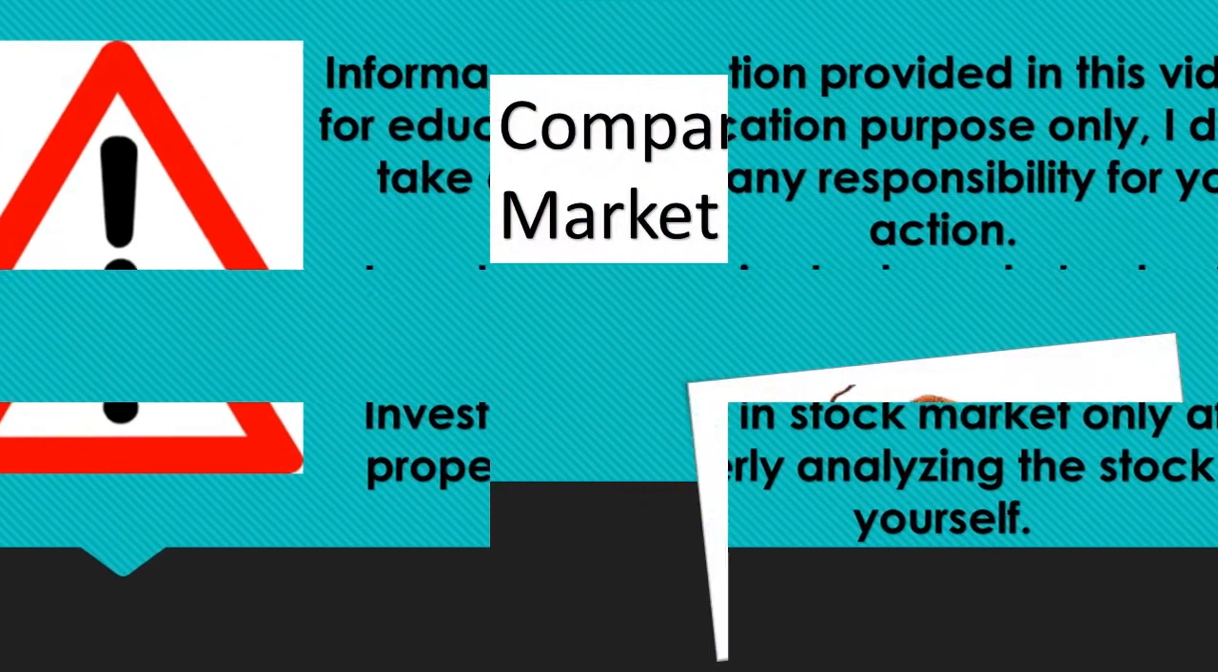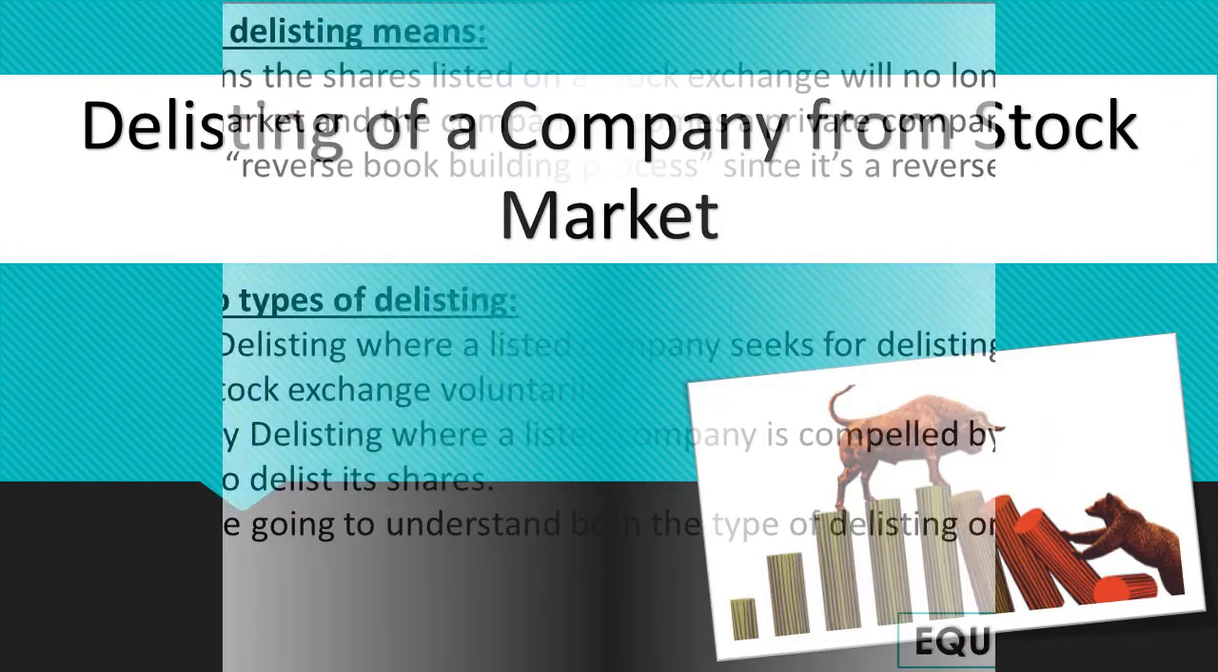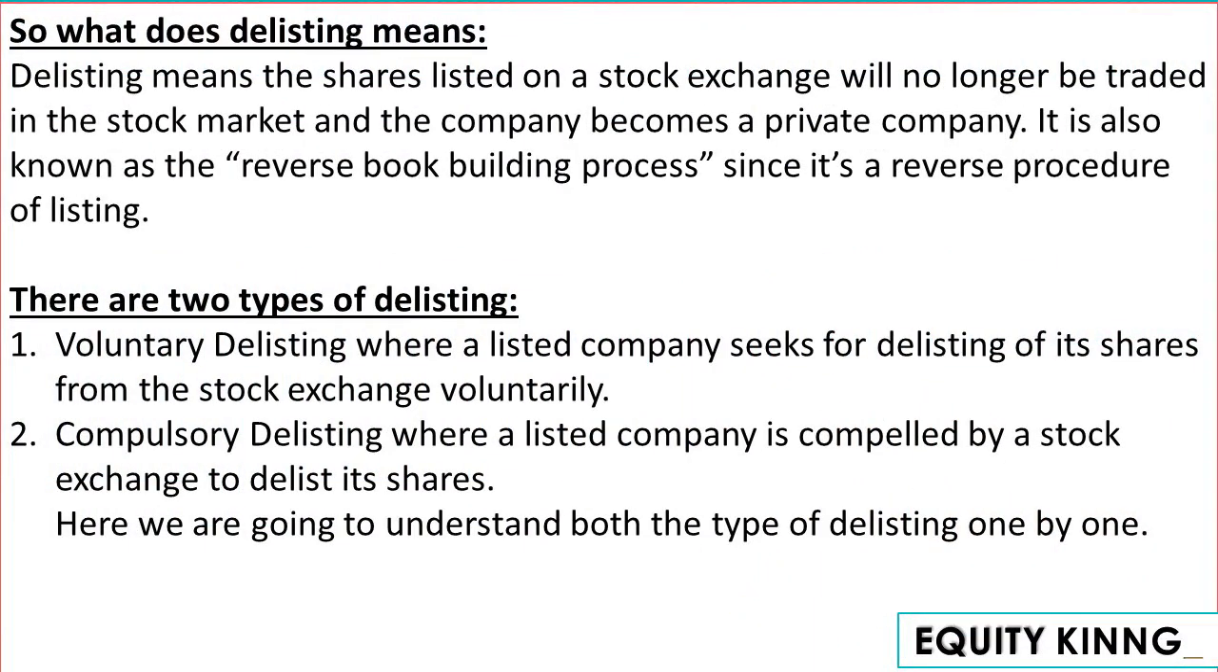Let's start the video. Today we are going to talk about delisting of a stock from the stock market. So what does delisting mean? Delisting means the shares listed on a stock exchange will no longer be traded in the stock market and the company becomes a private company. It is also known as the reverse book building process since it's a reverse procedure of listing.